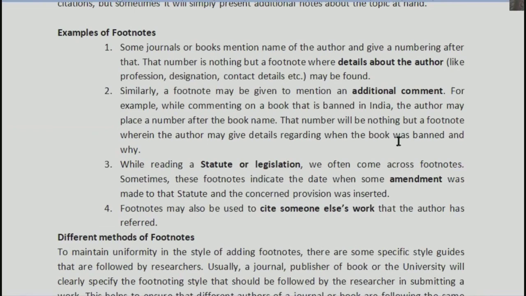Details of the author, designation, what work that person is doing, where the person is working, contact details and other stuff. An additional comment, where I am telling you when this book was banned or when TikTok was banned, why it was banned, by which notification, or some information regarding some amendment that took place regarding a statute or legislation. Or to cite somebody else's work, right? That I have written this answer, but while writing it, I have taken reference from these 10 different books. I can give reference to all of those, right? So these are the four most common ways of using a footnote.